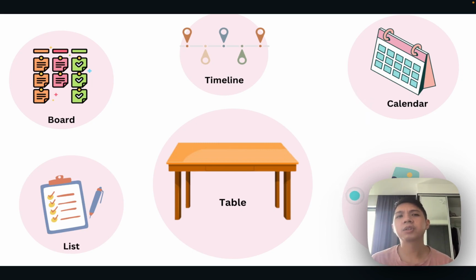So how does this make sense though? How can my table become a list, become a board, and at the same time still remain a table? It's a bit confusing for beginners at first. But this is the power of Notion.